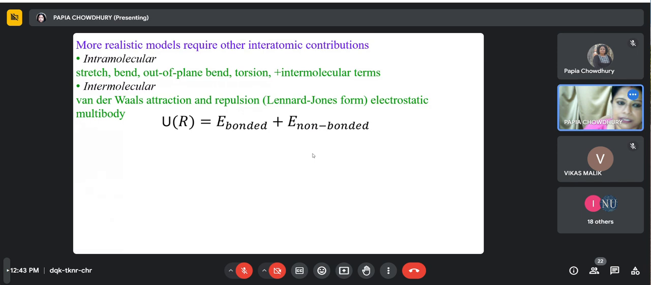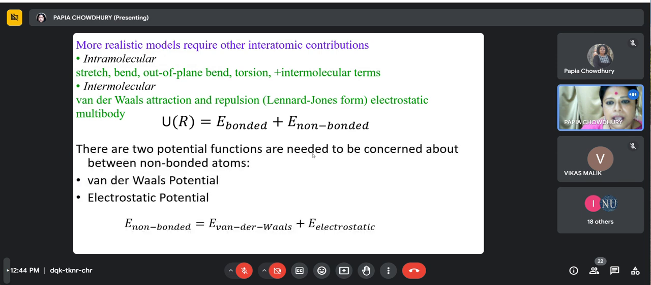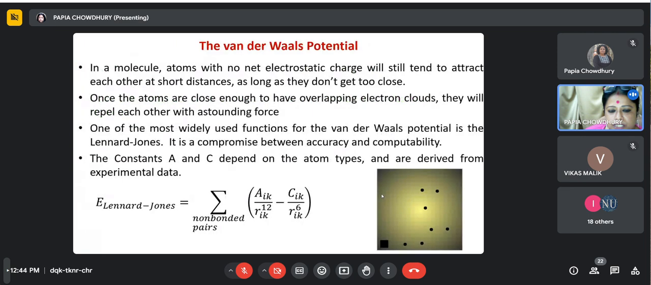So when we calculate the potential for the system, we consider two types of interaction. One is the bonded interaction, which mainly comes from the intramolecular interaction, and another is the non-bonded interaction, which comes mainly from the van der Waals interaction and the electrostatic interaction. For non-bonded interaction, we are interested in van der Waals and electrostatic. One by one, I will give you an idea about the parameters, and how we calculate the potential for the van der Waals and the electrostatic case.